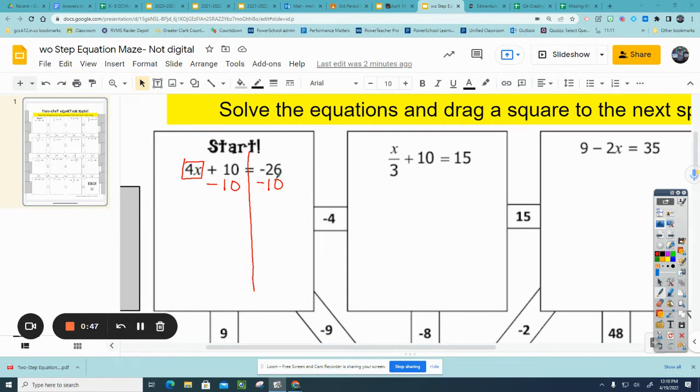Now, the whole reason why we do this, so that I recognize that's gone. 10 minus 10, that's gone. So the only thing left on this side is 4x. Now, I will tell you my students have messed up. I want you to think very carefully. 26 minus 10.